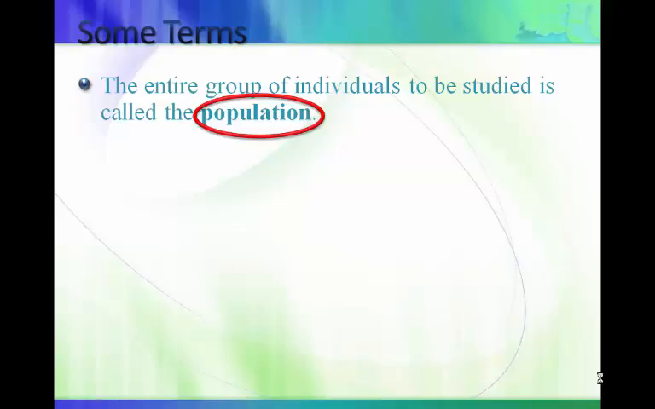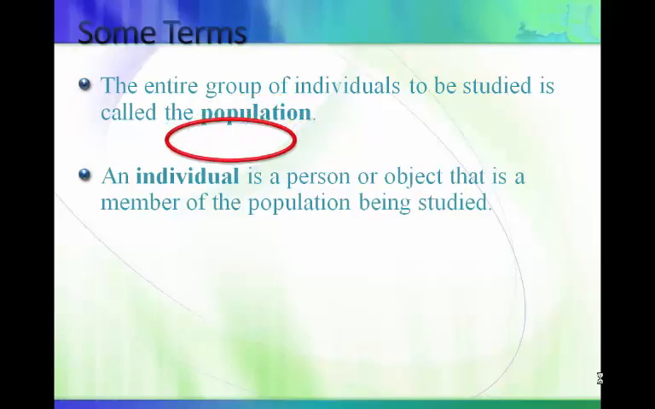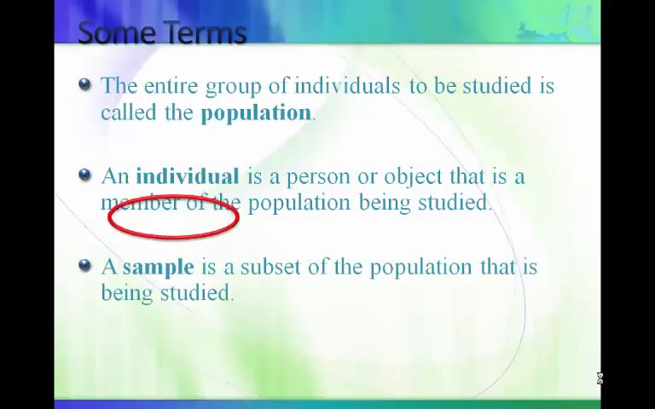The entire group of individuals to be studied is called a population, so we need to get some terms straight. An individual is a person or object that is a member of the population being studied. A sample is a subset of the population that is being studied. Most things are studied using samples because the population is too big to deal with.